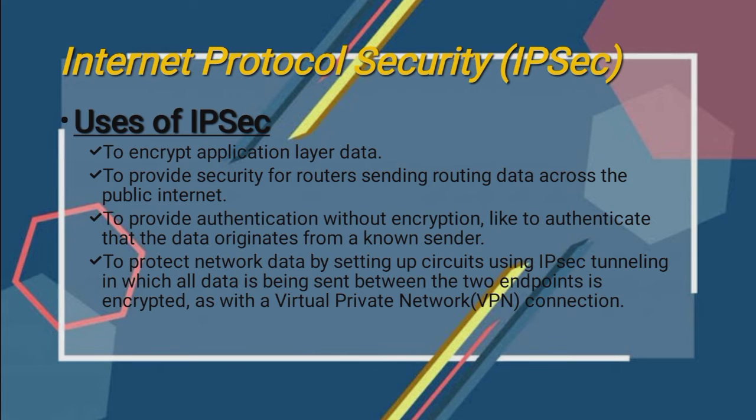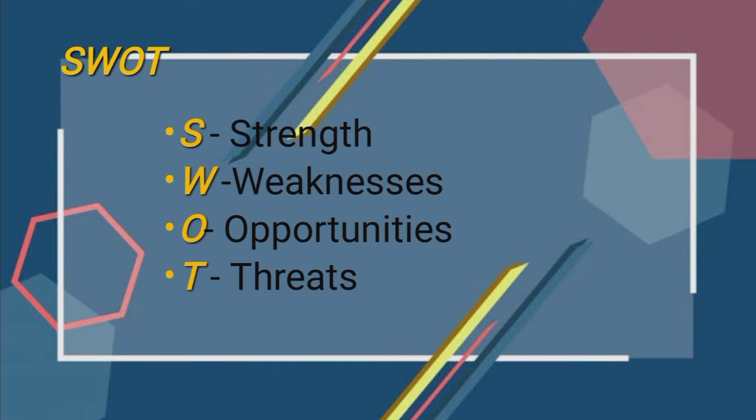To protect network data by setting up circuits using IPsec tunneling, in which all data being sent between the two endpoints is encrypted, as with a virtual private network or VPN connection. Now, let us define what is SWOT, or strengths, weaknesses, opportunities, threats, of Internet Protocol Security.